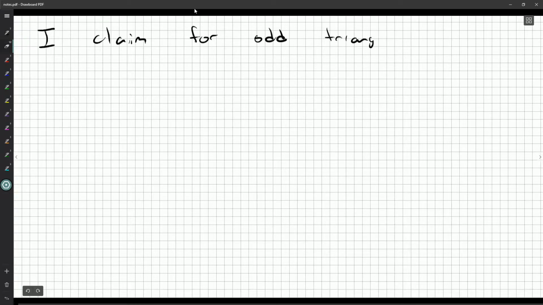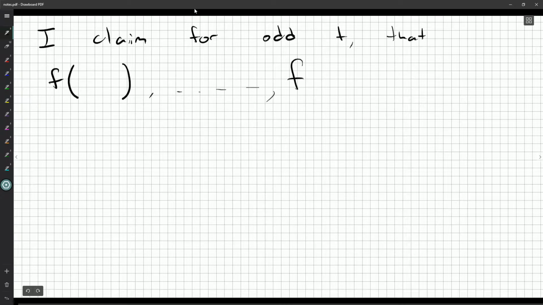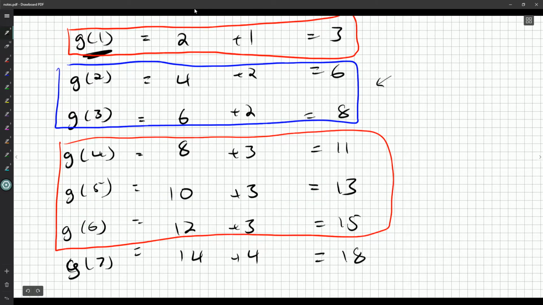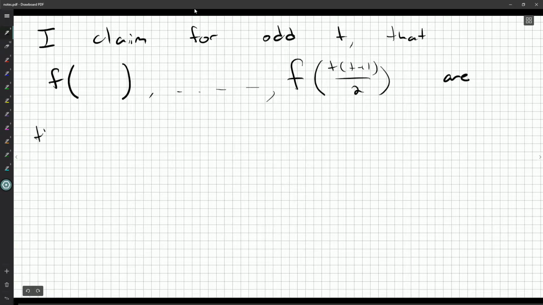So I claim, for odd t, that f of some expression in the f's all the way up to f of t times t plus 1 over 2. And so there's the third triangular number, and that's the last one here. I claim that these are the t odd numbers in the range. Now we start with 5. So this was 5. This would be 9.